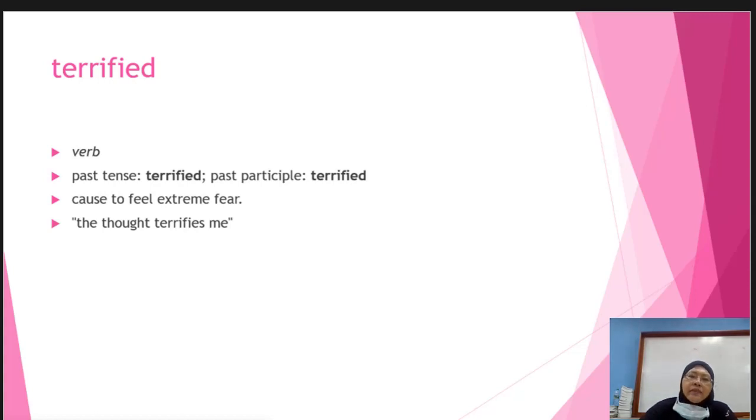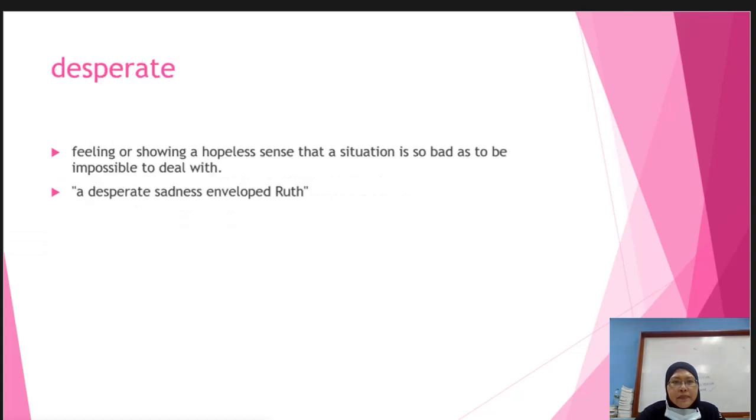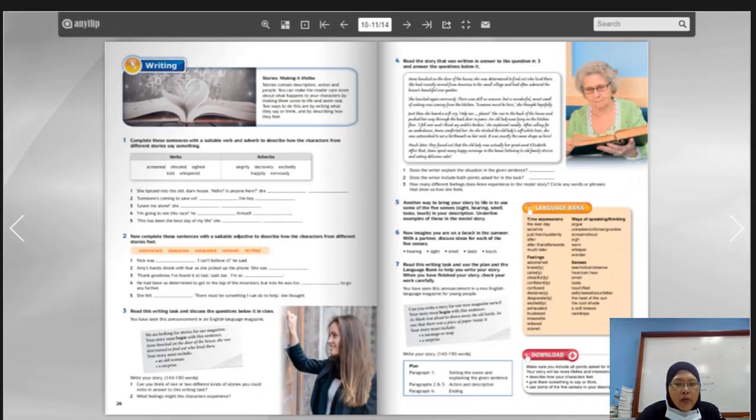So it's a verb, kata kerja. When it is a verb, you can transform it into past tense and past participle. So it is terrified for past tense and terrified for past participle. It means sangat takut. The other word is petrified. The thought that terrifies me. So that's the meaning of the words, and you can use these words in your essay.